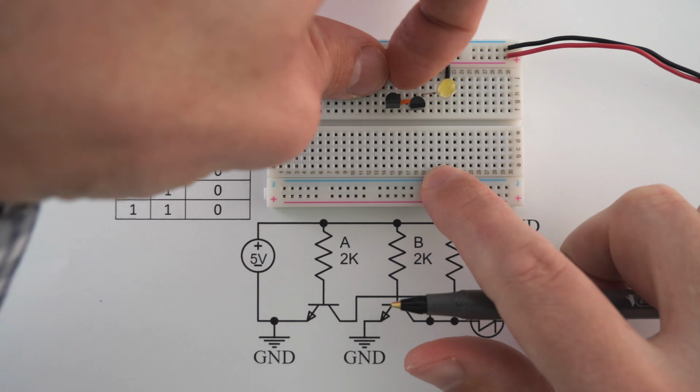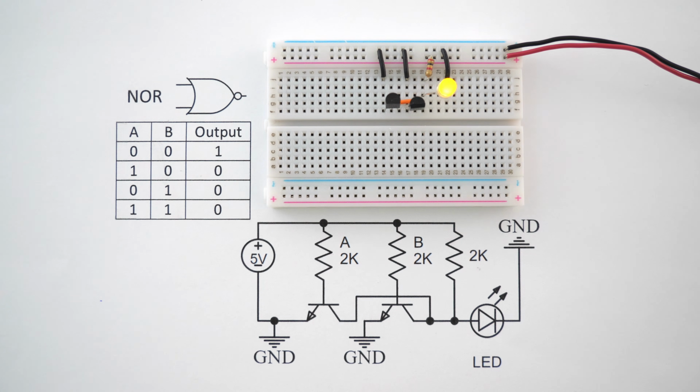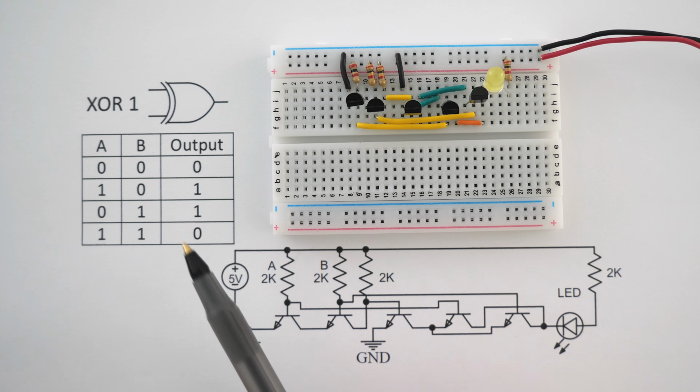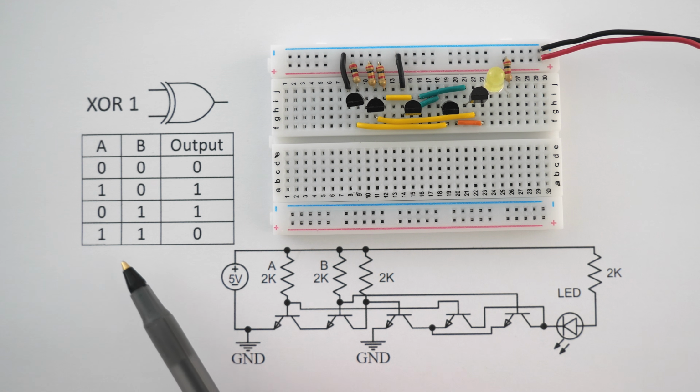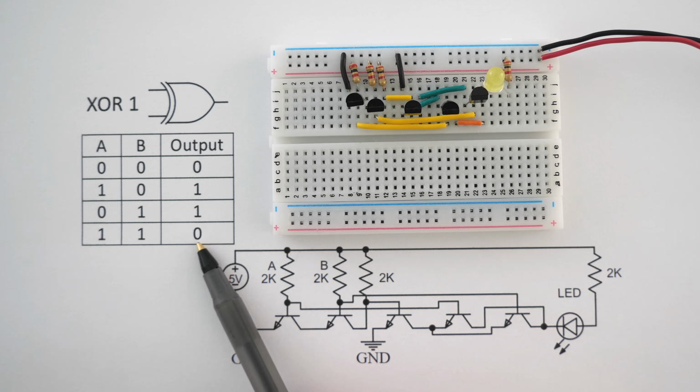Now, if we remove both inputs A and B, the light is turned on because now the current from this positive 5 volt source cannot flow to either of these two grounds, so it has to flow across the LED and into this ground. This is an exclusive OR gate, and it's just like a regular OR gate, except whenever inputs A and B are both on, the output is off.